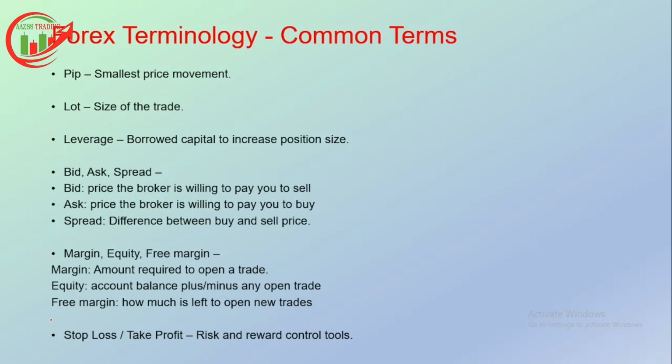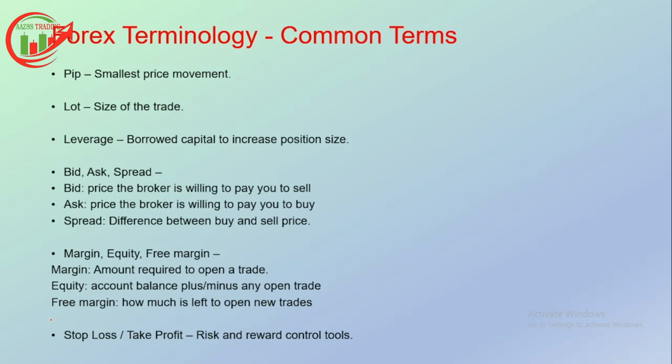So the bid is the sell price, the ask price is the buy price. The spread is the difference between the buy and the sell price. Get that right? It's just like shopping, the cuts from bid and ask price.